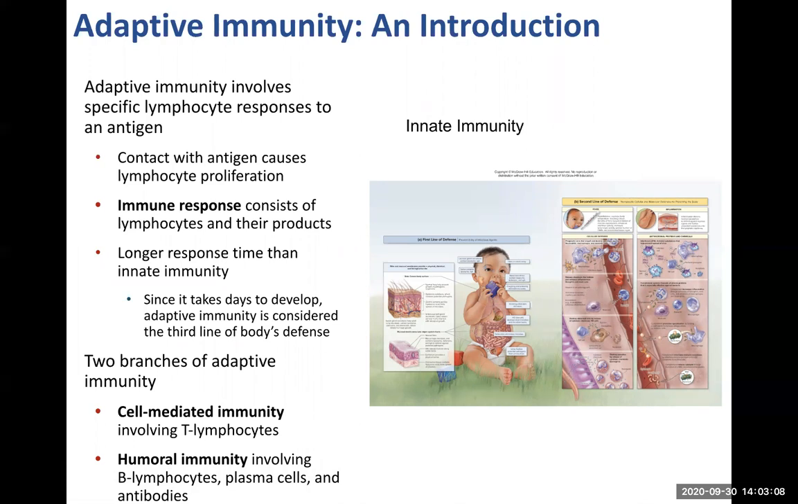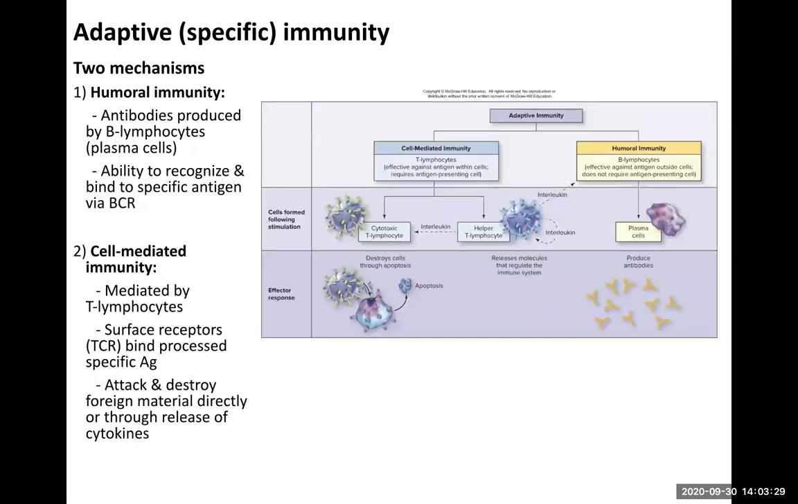There are two branches of the adaptive immune response. There is what we call cell-mediated immunity, which involves T cells. And then there's what we call humoral immunity, which is the adaptive immune response that involves B cells and their products, which are antibodies. So what are the mechanisms by which these cells operate?